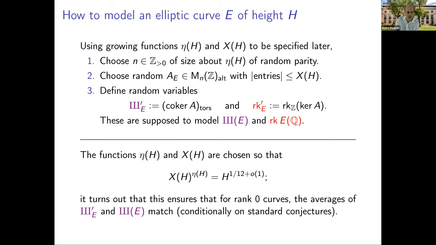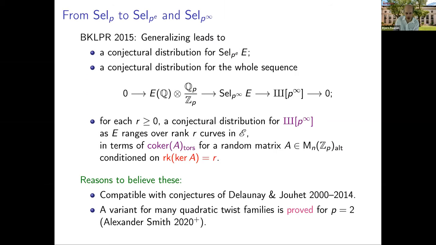All right, so now let me focus on this one thing here. You notice that we're modeling these groups for each value of the rank. And the rank comes in this way: to get this distribution for the rank r elliptic curves, we condition on the rank of this kernel being r.